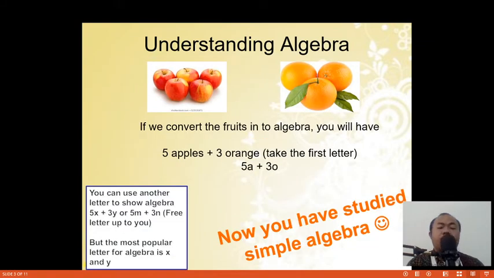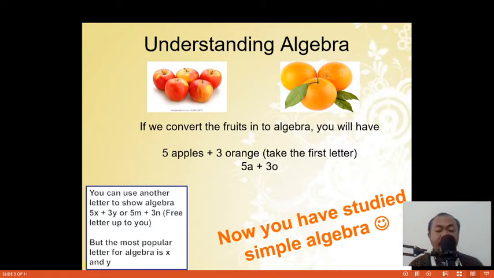So, if we convert the fruits into algebra, you just take the first letter of the fruit. Let's say 5 apples, I will change into 5a, and then you still have 3 oranges, we change into 3o. So, if you answer the question in the form of algebra, you will have 5a plus 3o.